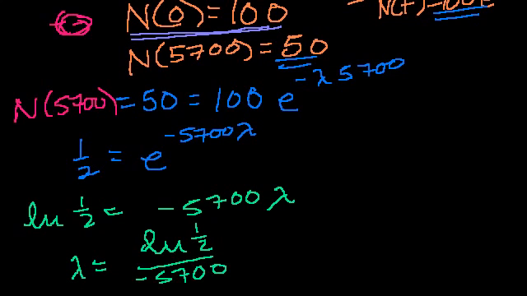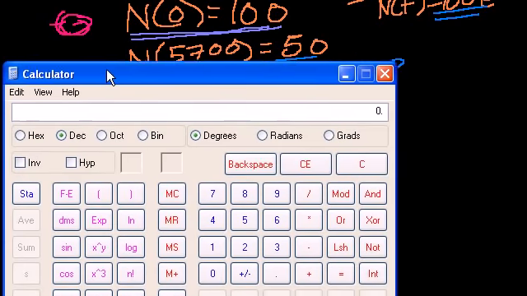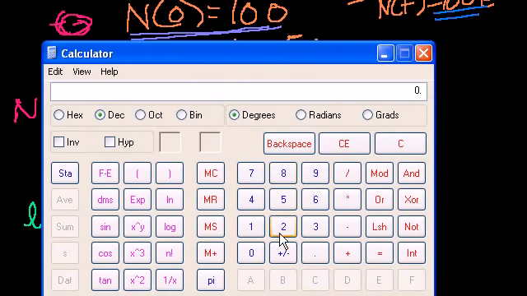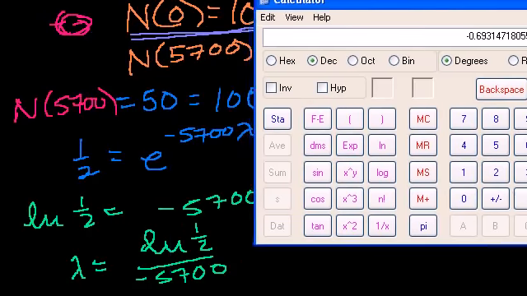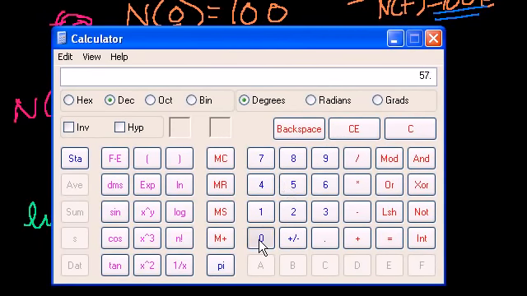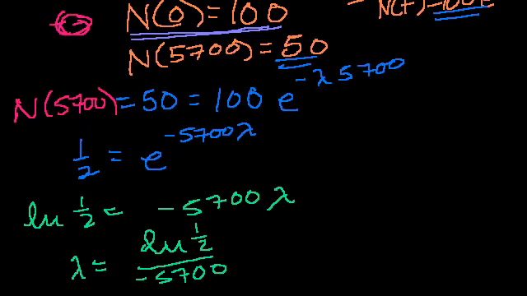So let me see what that is. So 0.5 natural log, divided by minus 5,700, is equal to 1.2 times 10 to the negative 4. It's equal to 1.21 times 10 to the minus 4. So there you have it. We figured out our lambda.